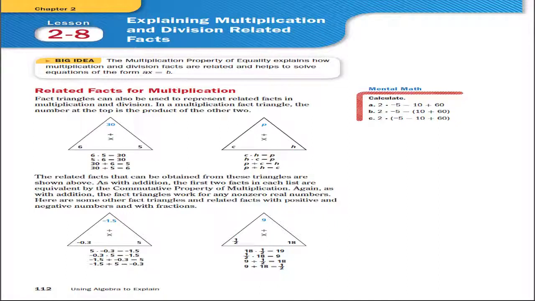Welcome to 2-8. I told you we were going to come to this. This is explaining multiplication and division related facts. We now have a multiplication fact triangle.